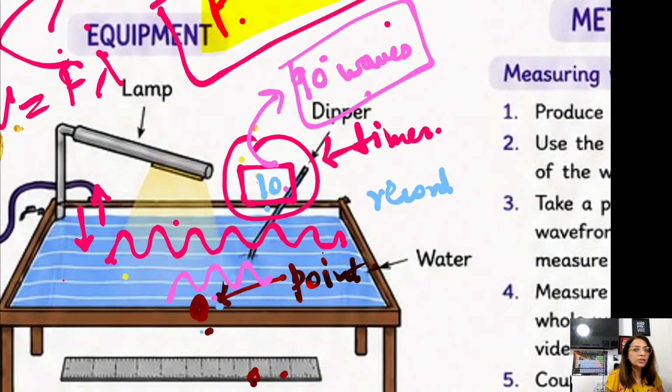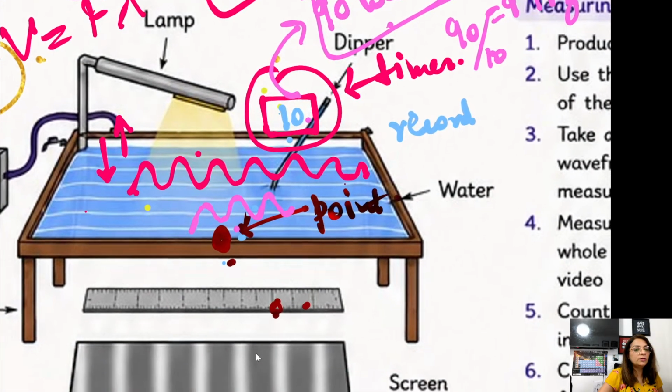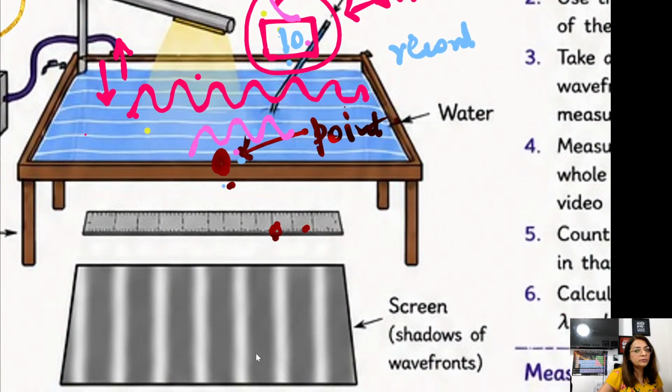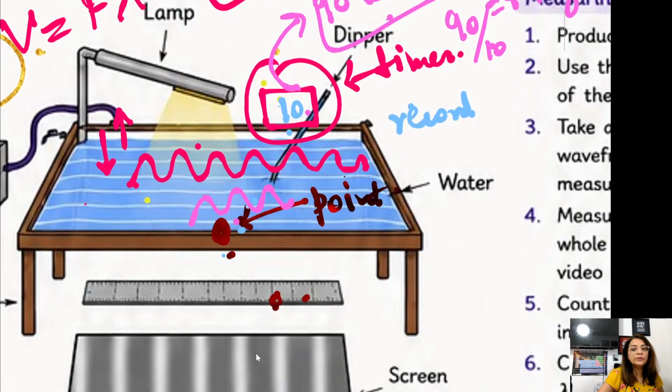Yes, very good. So 90 over 10 equals 9. What is the unit for frequency? Come on, do not stare. Write the answer. Unit for frequency starting with H. Hertz, very good. Hertz is the unit for frequency.